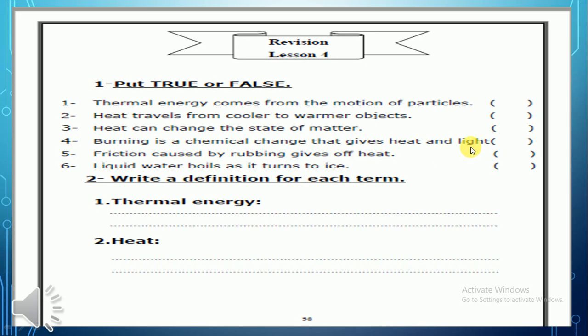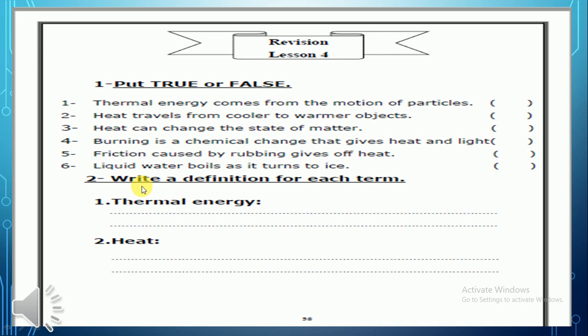Number 4. Burning is a chemical change that gives heat and light. True. Good job. Number 5. Friction caused by rubbing gives off heat. Let's try. Rub your hands together. Yeah, true. Good job. Number 6. Liquid water boils as it turns to ice. Oh, boils and turns to ice? No, boils and turns to water vapor. So this is false. Good job.